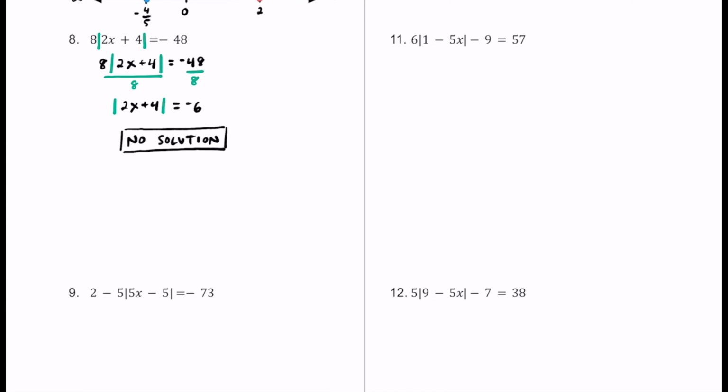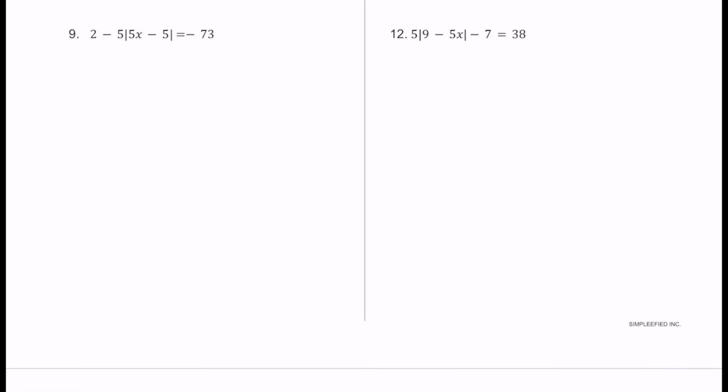Okay, for number 9, let's go ahead and check out this one. This one looks like we got a little bit more going on. We need to see if we can isolate this absolute value bar first though. Two things we have to get rid of are this positive 2 and this negative 5. First things first, we're going to subtract 2 from both sides of the equation. So if we take away 2 from both sides, then 2 minus 2 is 0. We're going to be left with negative 5 multiplied by the absolute value of 5x minus 5, and that's going to be equal to negative 73 minus 2.